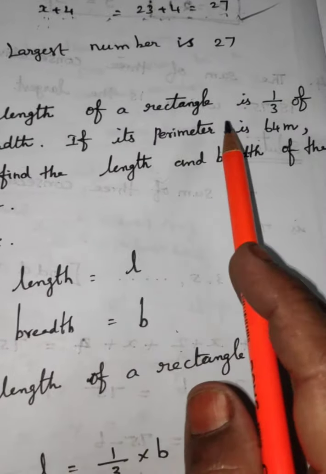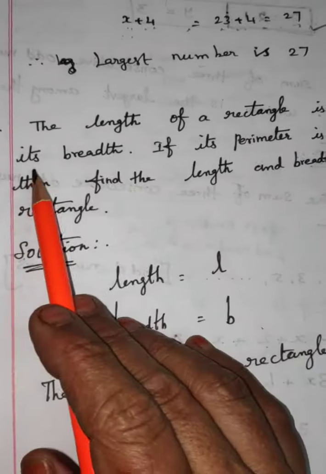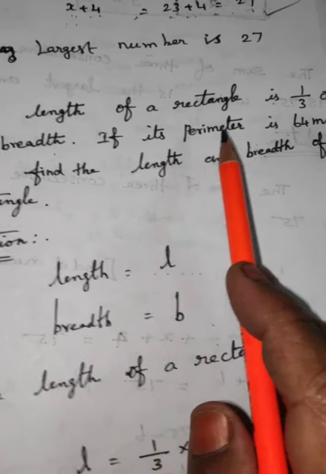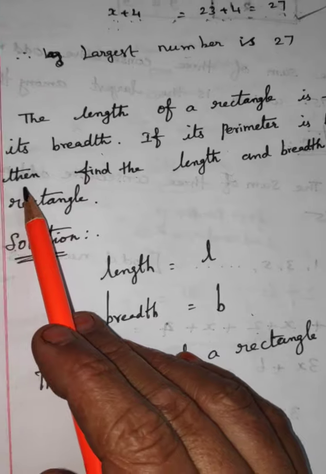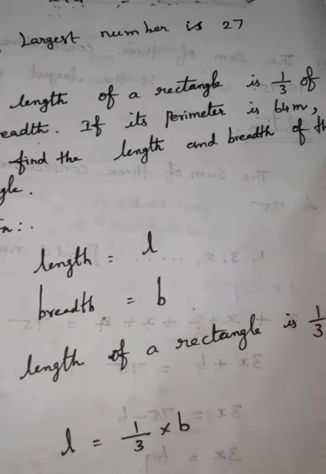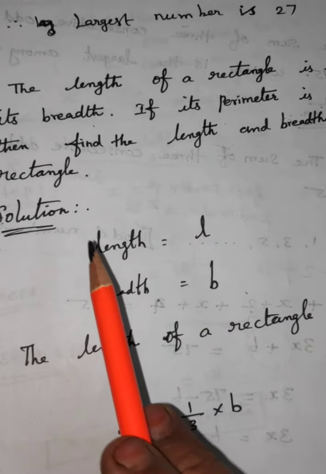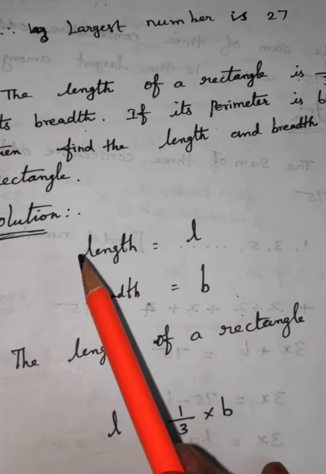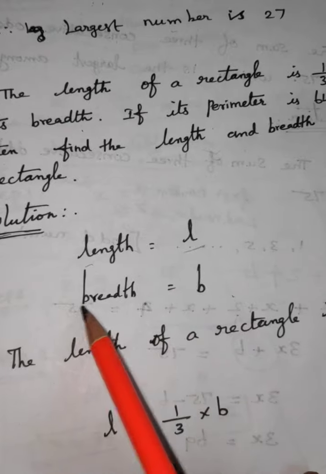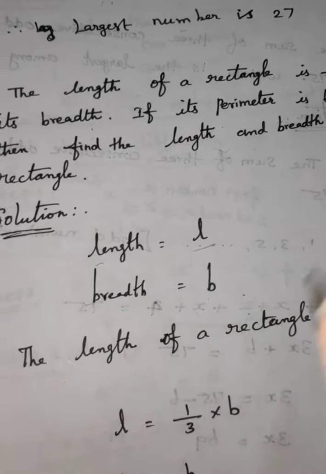The length of a rectangle is 1/3 of its breadth. Its perimeter is 64. Then find the length and breadth of the rectangle. Length equal to, first letter L, you write L. Breadth equal to, what do you write? B, you write B.